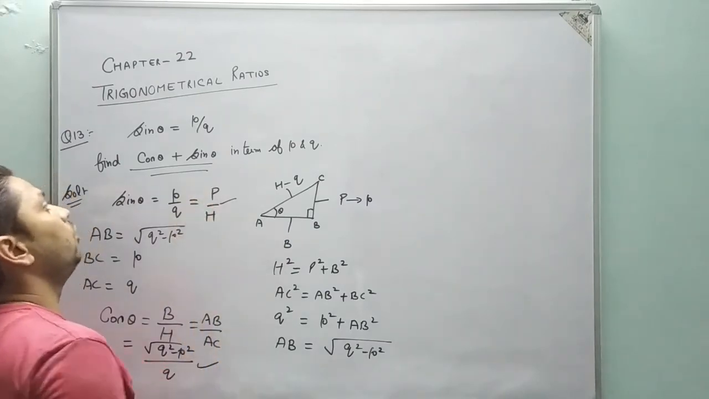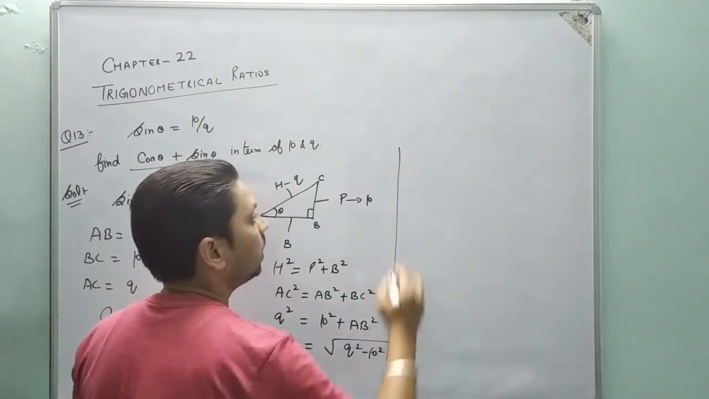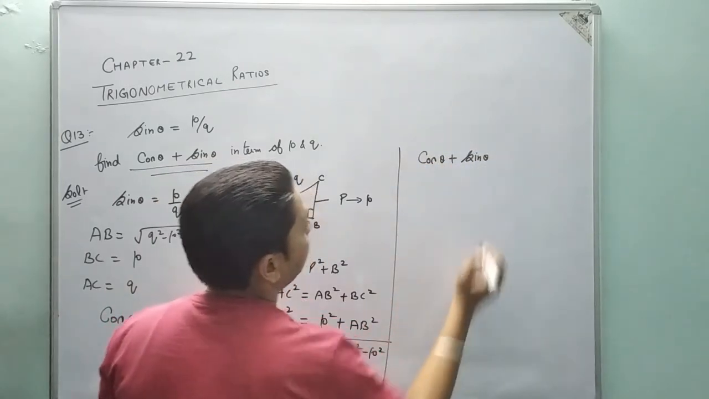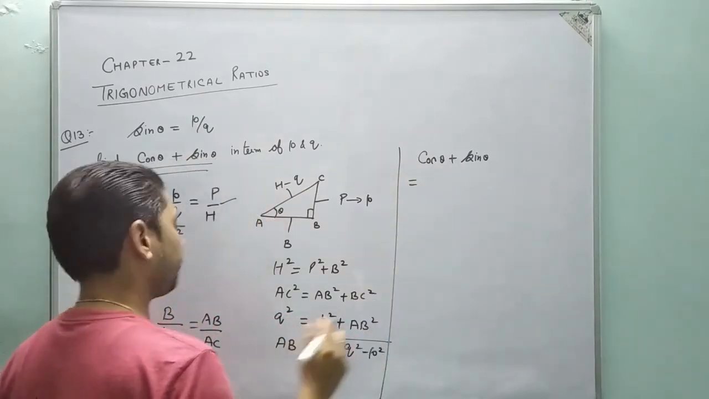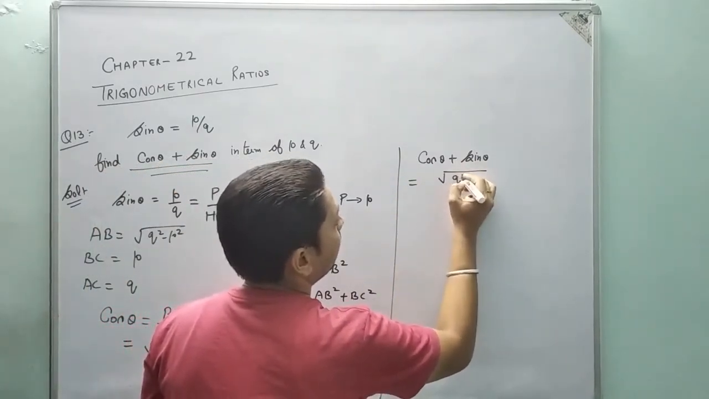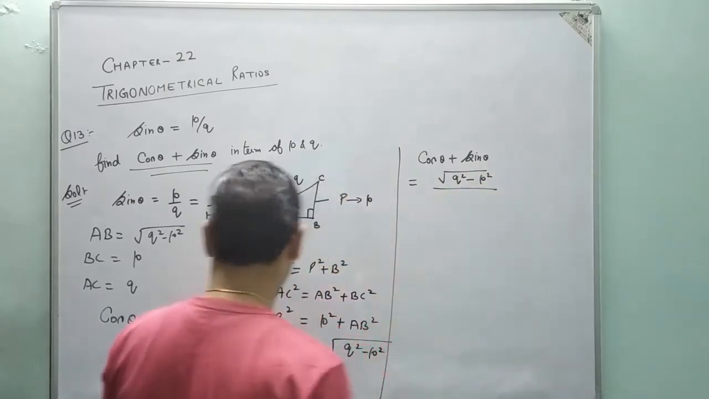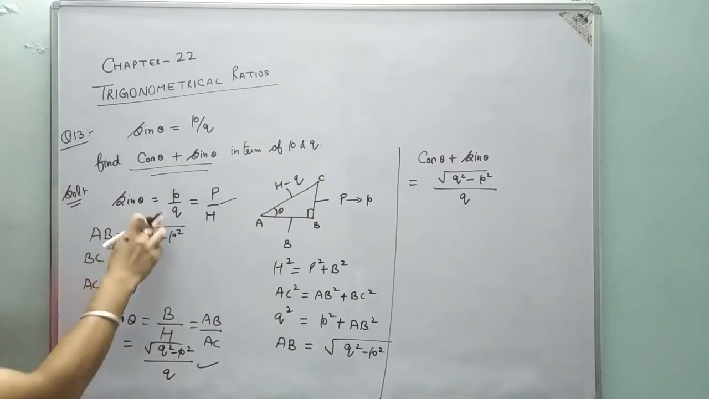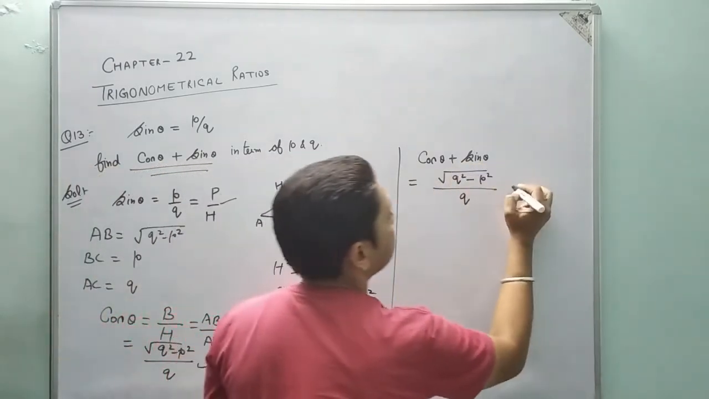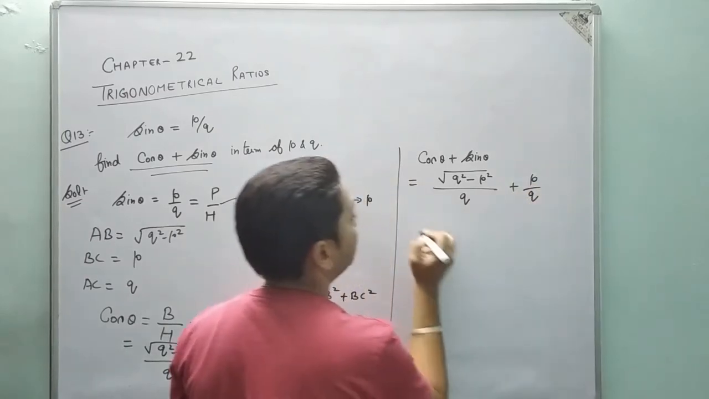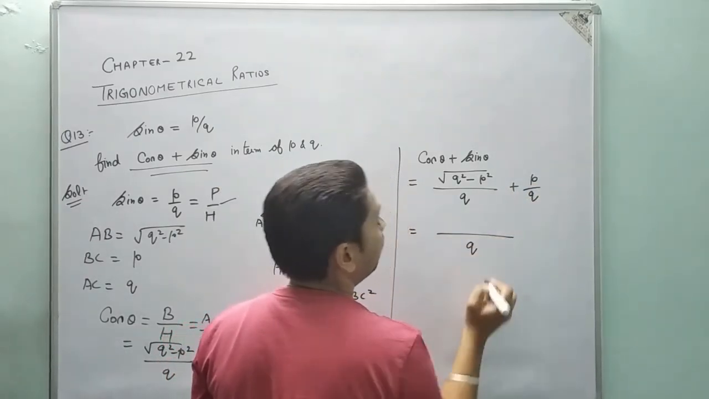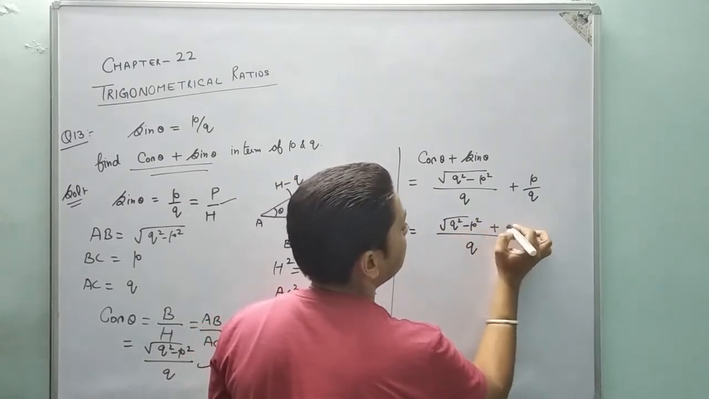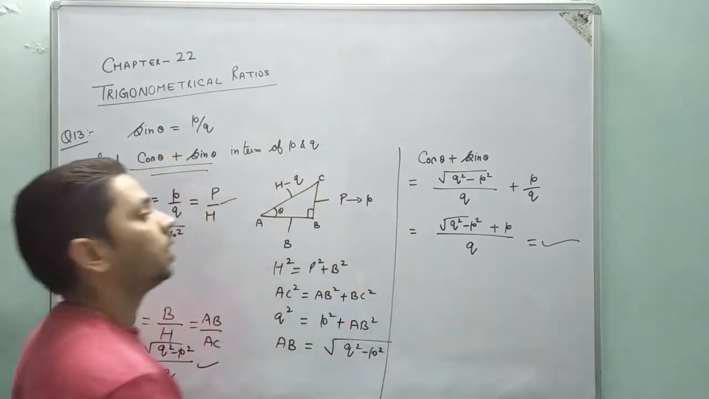Now substituting all the values, cos of theta plus sine of theta will be equal to square root of Q square minus P square over Q, then we have sine theta, which is P upon Q. So this will be equal to, taking Q as LCM, square root of Q square minus P square plus P, all over Q, which is your required answer.